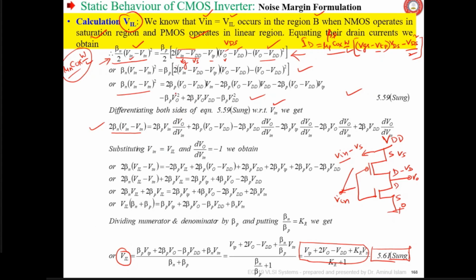Then, if you do here, what do you get? 2 beta P V in, then is it coming? This thing? Simple derivation, differentiation, sorry, with respect to V in. Is it happening or not?